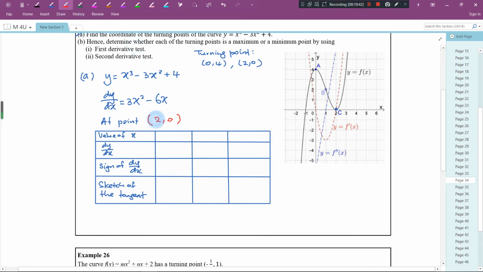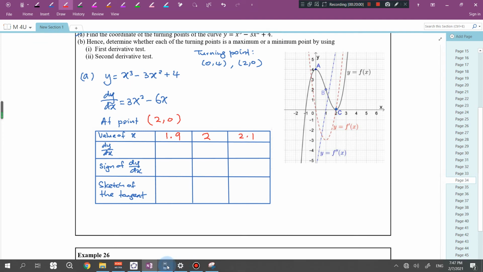So if this is 2, 0, now we are testing this turning point. We write 2 over here, a number slightly smaller than 2, and a number slightly bigger than 2. So I will use 1.9, and this one 2.1. Okay, so now take out your calculator.